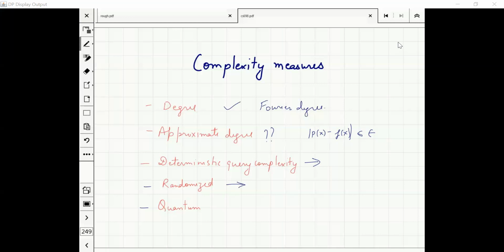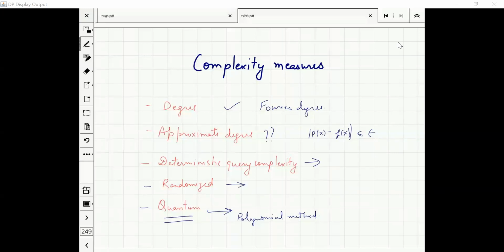And then we also saw the variant where the queries could be quantum, the algorithm could be quantum. Since we did not have background in quantum, we didn't go into it deeply. But what we saw was that some sort of polynomial method can give us a lower bound on this quantum query complexity. So we have seen many complexity measures. We have not tried to relate them till now. They come from different avenues, right?